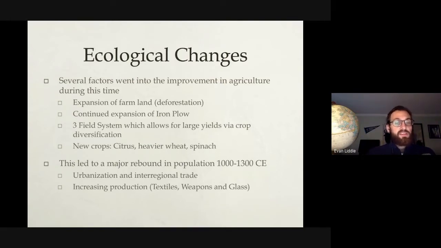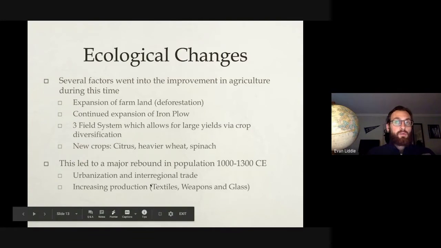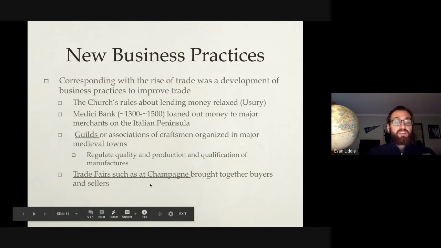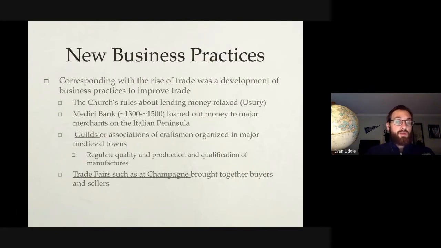And of course, this leads to increasing production of manufactured goods, as now more people are alive that can work in cities and create those beautiful manufactured goods. This, of course, corresponds with new trade practices. And if this seems familiar, it's because we have seen this being practiced in other parts of the world during this time. So, for example, we begin to see the rise of contemporary banks, such as the Medici Bank in the northern Italian peninsula, which loaned out money to merchants.